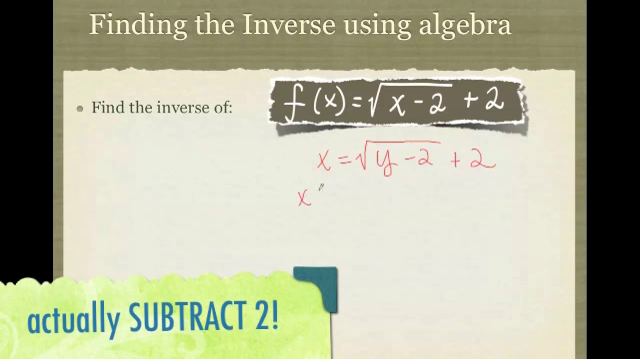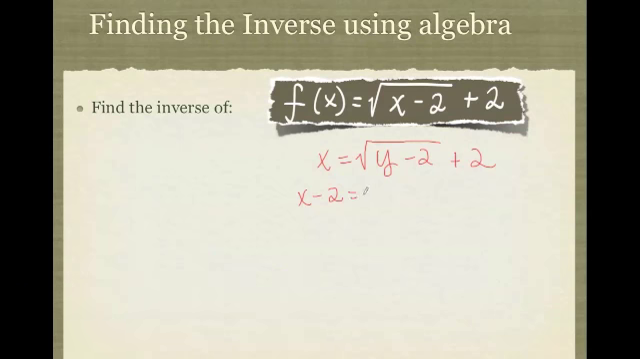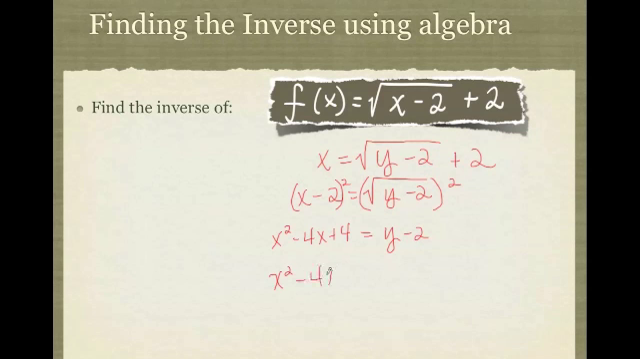Add 2 to both sides. Now to get rid of the square root, I need to square both sides. Now this is a binomial, so I'm going to have to use FOIL. And when I do that, I get x squared minus 4x plus 4, and that equals y minus 2. The square root goes away since the square root and squaring are inverse functions. Add 2 to both sides and I end up with x squared minus 4x plus 6 equals y.